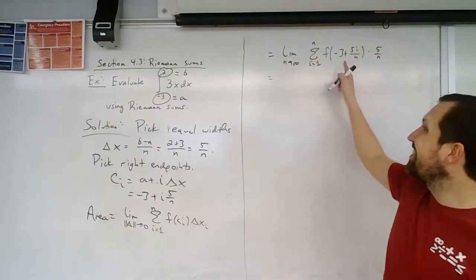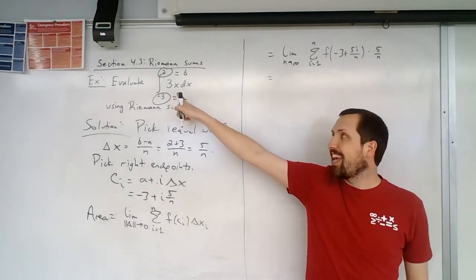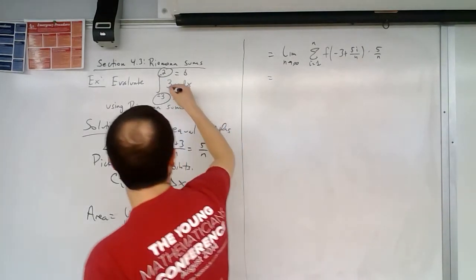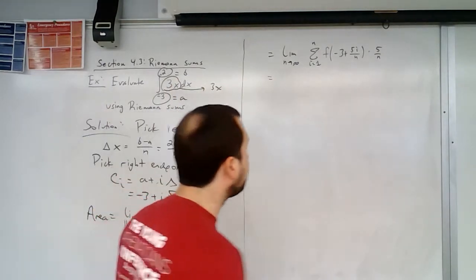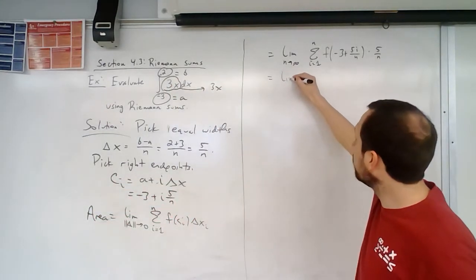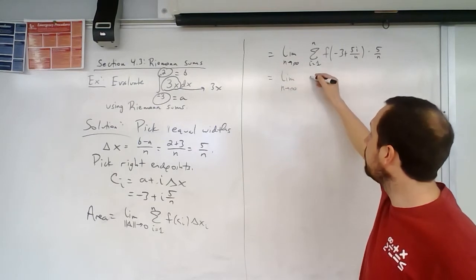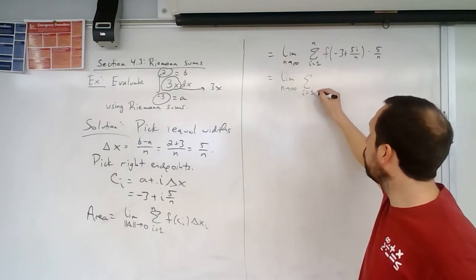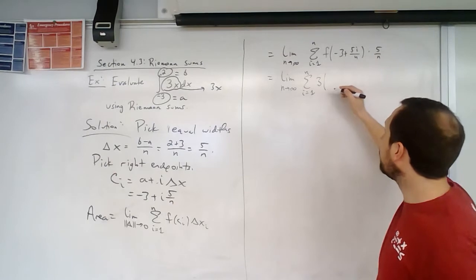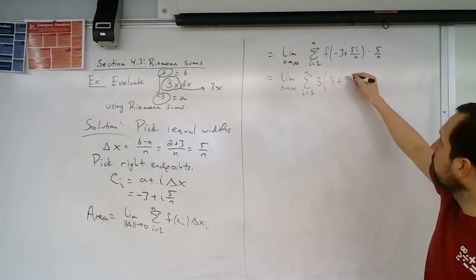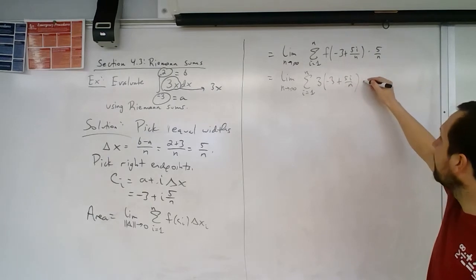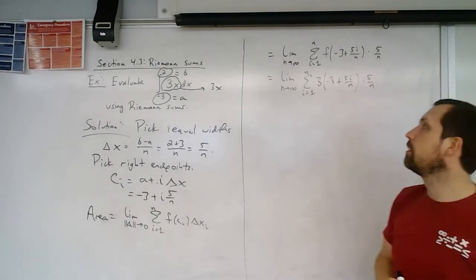Now we plug this into our function. Our function in this case is 3x. So this expression here, this is 3x. So I have the limit as n tends to infinity, the sum from i equals 1 to n. I have 3 times this. This is my x. So I have -3 plus 5i divided by n times 5 over n.